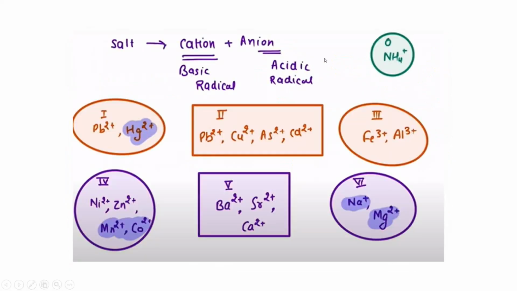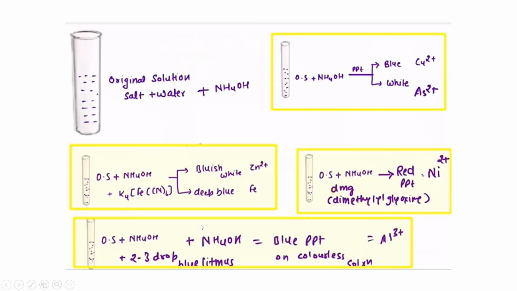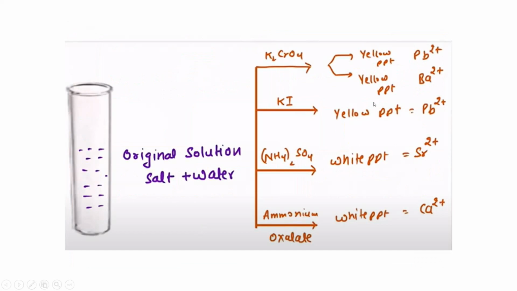So lead is in the first group and barium is in the fifth group. If you got the precipitate in the first group, that is, when adding the dilute HCl, if you got the precipitate, you can do the test and confirm that that is lead. And if you got the precipitate in the fifth group, we can do the same test and we can confirm the presence of barium here. And the next test for lead is potassium iodide.